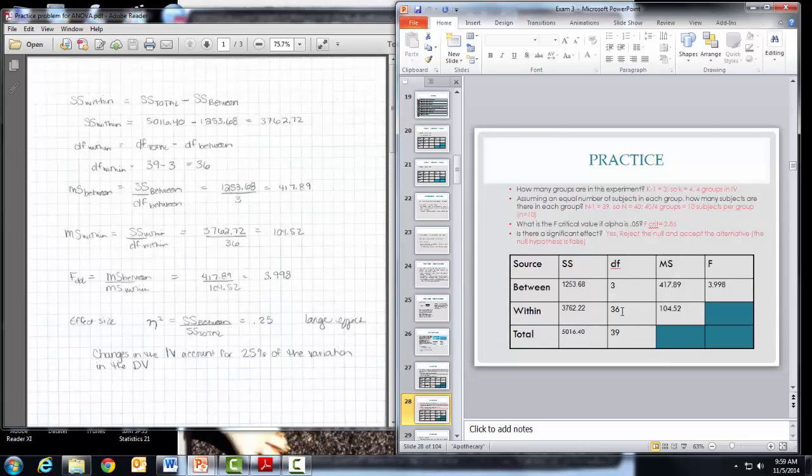So we compare our obtained F, which is 3.998. Is that greater than or equal to 2.86? Yes, it is. So that means it's in our critical region, and because it's in our critical region, we can reject the null and accept the alternative. Of course, our alternative is that the null is false. So we know there are some between-group differences in this study, but we don't know yet where those group differences lie.